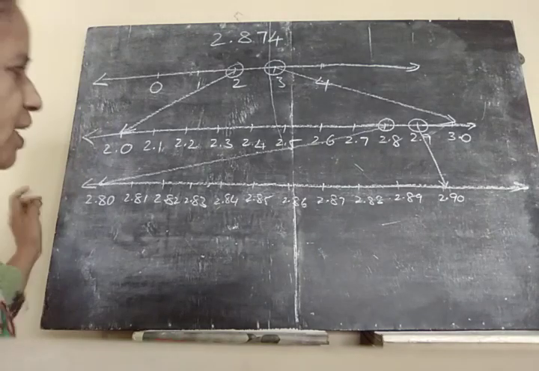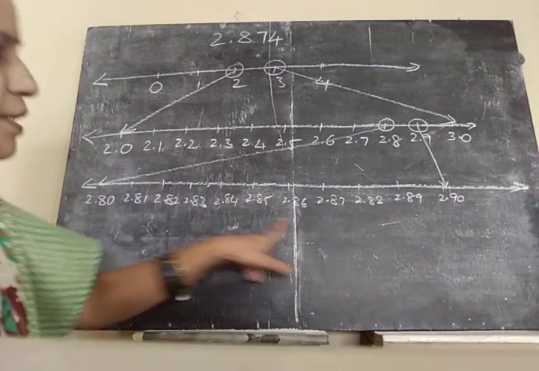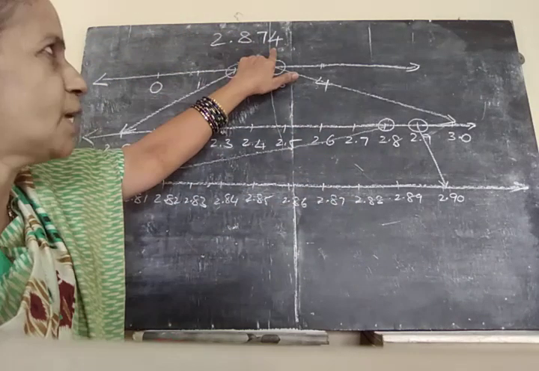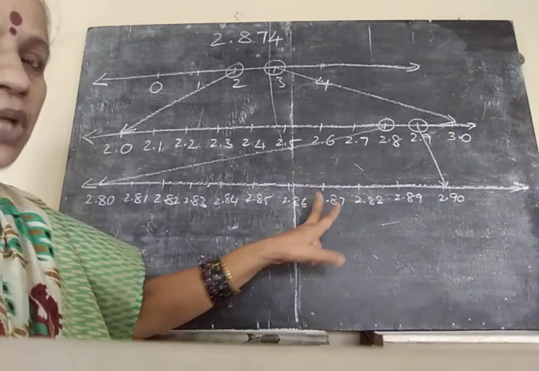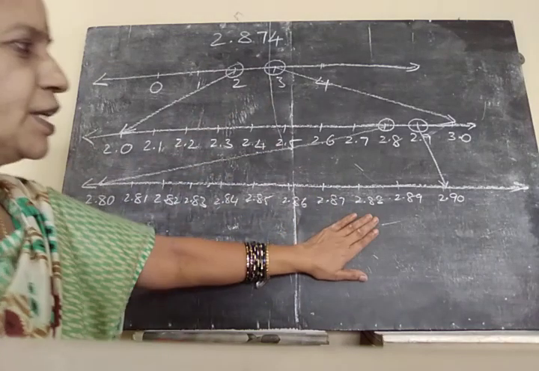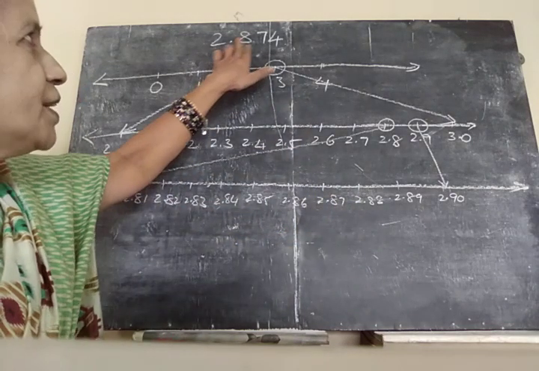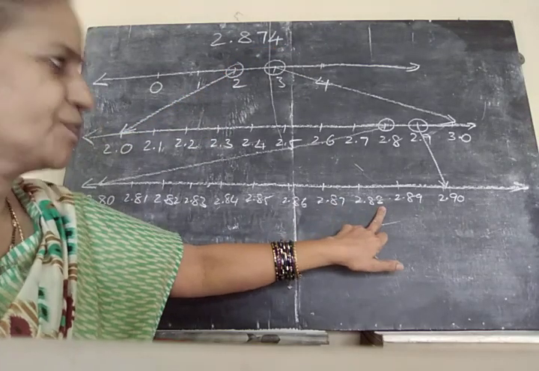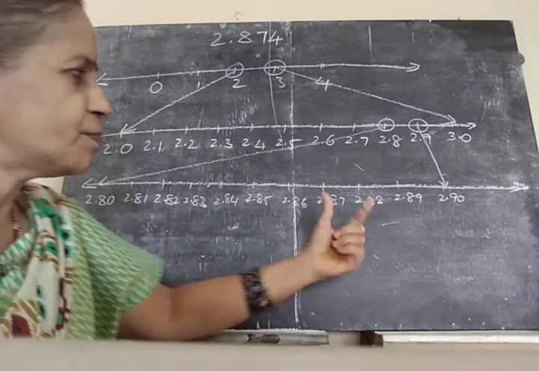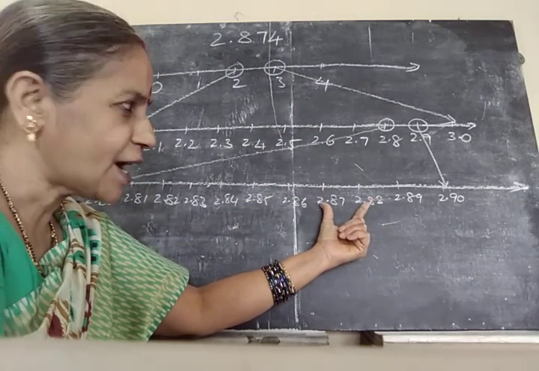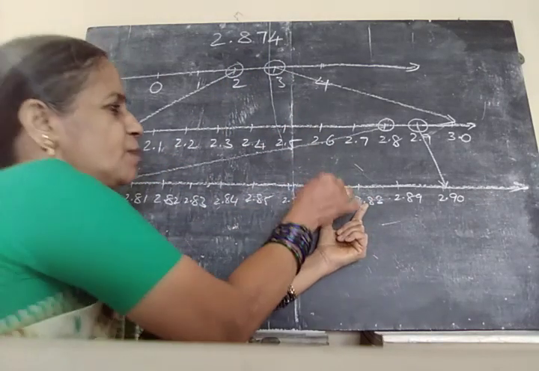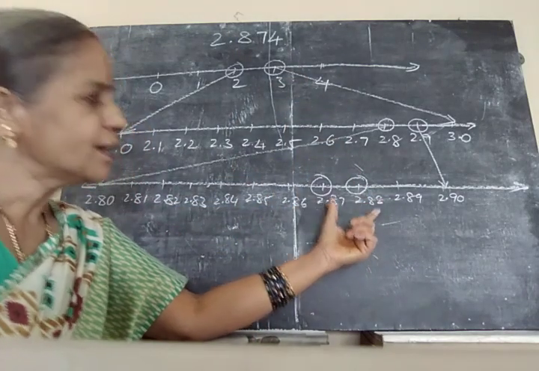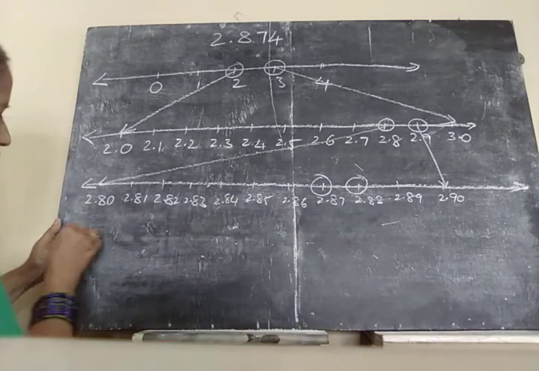Understood, children? Okay. Now, in these numbers, which number is the given number? In between which two rational numbers? See, 2.874, 2.87, 2.88. Here 2.874 is in between 2.87 and 2.88. So in between these two our number will be. Okay, children. So then expand again this one.